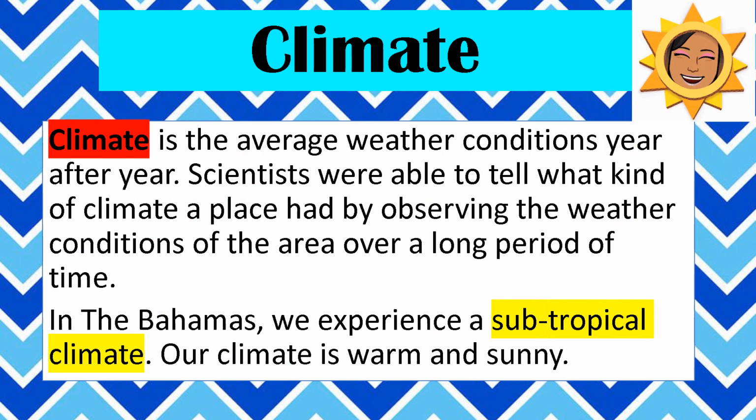So that brings us to our next vocabulary word, climate. What does the word climate mean? Climate is the average weather conditions year after year. Scientists are able to tell what kind of climate a place has by observing the weather conditions of the area over a long period of time.